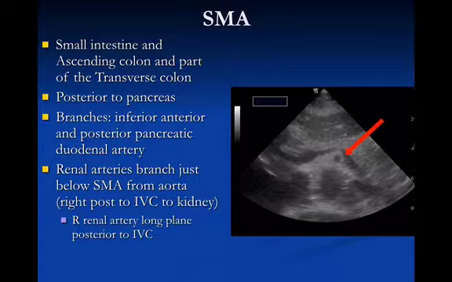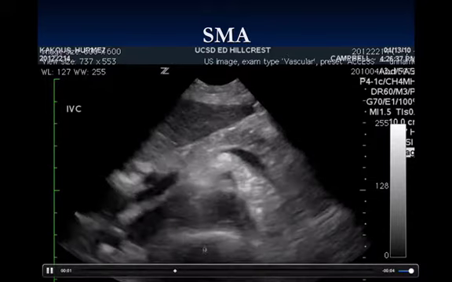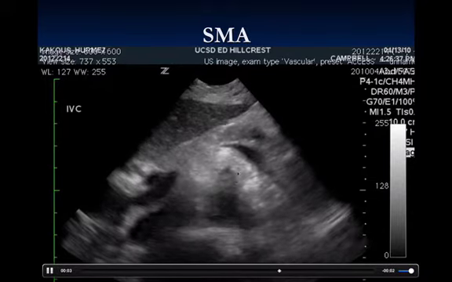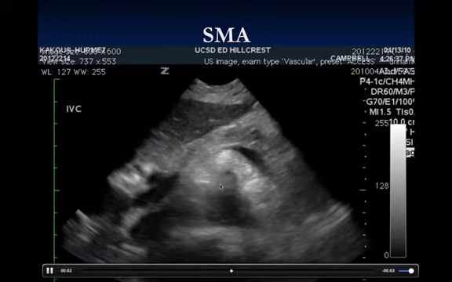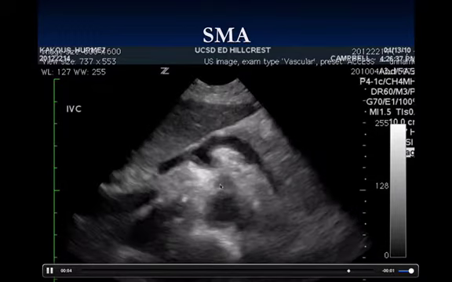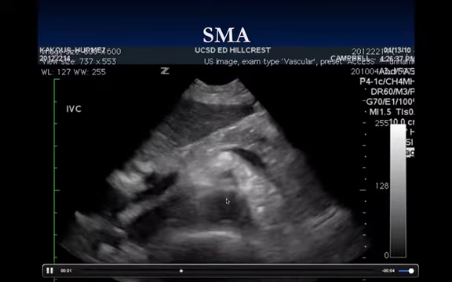The renal arteries branch just below the SMA from the aorta, and it's just posterior to the IVC, and they go to the kidney. The right renal artery in long plane is posterior to the IVC, and I'll show you some examples of these. So here, this is the SMA, and this is usually the first artery that you're going to see, and then you're going to fan superior to look at the celiac artery.